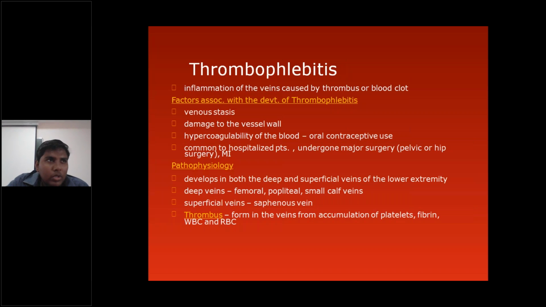In case of some major surgeries like pelvic or hip surgeries, the patient is not allowed to walk and is confined to bed, with absolute bed rest. This results in stasis of blood in the peripheral veins and consequential thrombophlebitis. The thrombus could develop in both superficial and deep veins. If it is in superficial veins, you call it superficial thrombophlebitis.